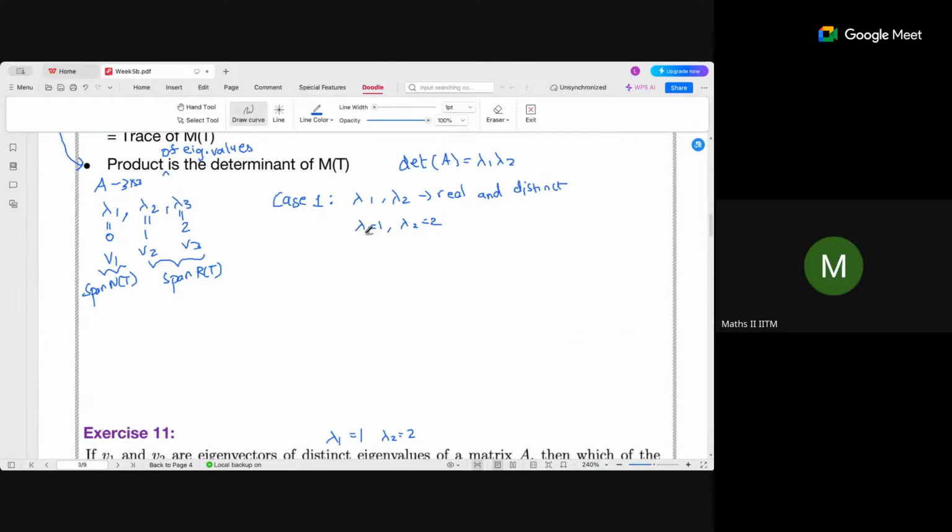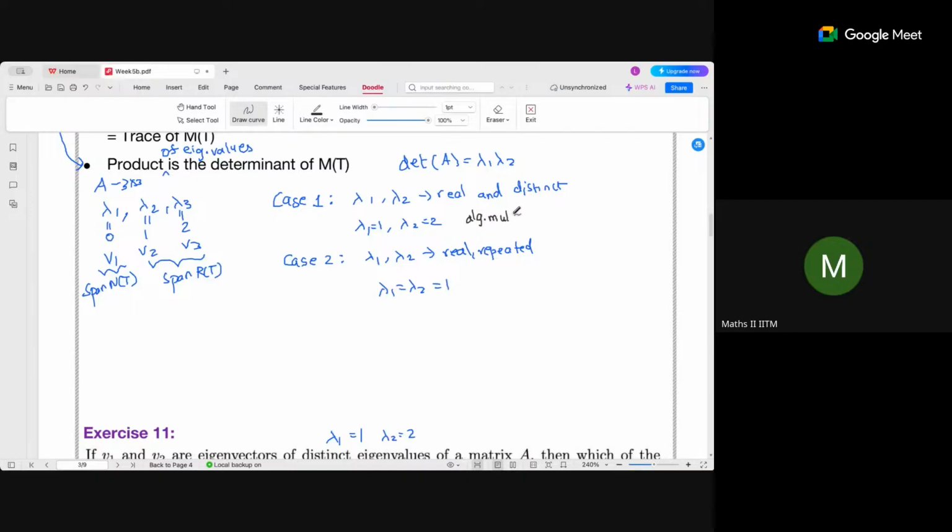Now you see, how many times are we getting 1 as an eigenvalue of A? It is repeating only once. Similarly, 2 is repeating only once. But when we are considering a repeated eigenvalue, so for example, lambda 1 and lambda 2 are real and repeated. This means both lambda 1 and lambda 2 are taking the same value. For example, if it is 1, then how many times is my 1 getting repeated? 2 times. So here, what is meant by algebraic multiplicity?